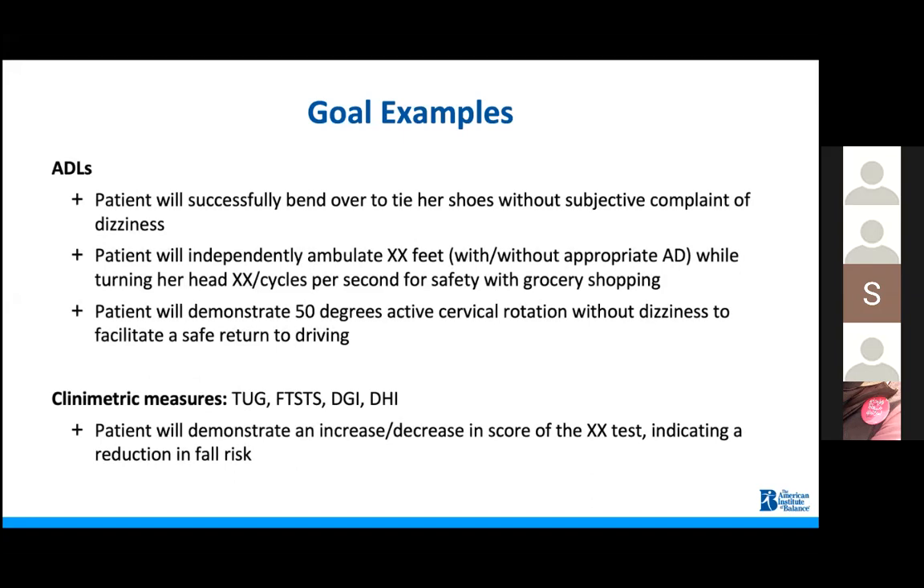Activities of daily living. Can the person take care of themselves? Can they walk from their bedroom to the bathroom, right? Can they prepare a simple meal in their kitchen? And then we have measurements like dynamic gait index, timed up and go, so we can actually demonstrate the improvement in their function after we've put them in therapy.